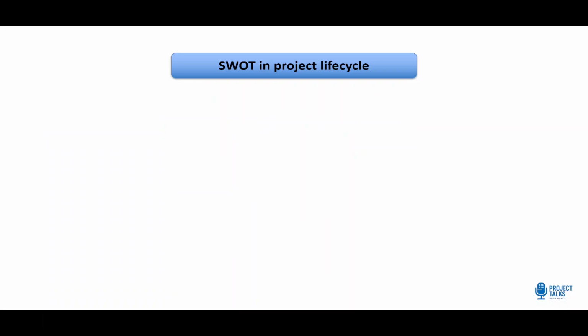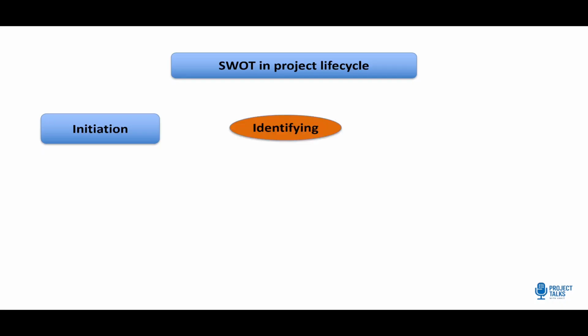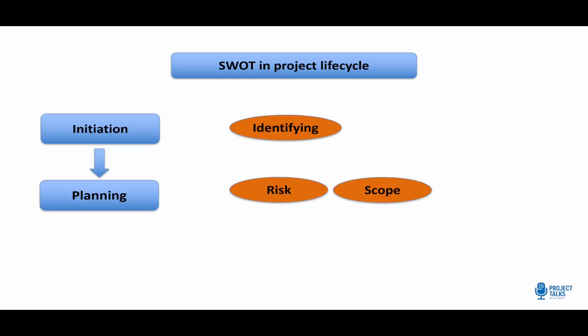Now, how do we actually use SWOT? Think of it like this. At the start, during initiation, we identify, right? We jot down obvious strengths, weaknesses, opportunities, and threats. Now, when we go to the planning stage, we connect them to risk, scope, and resources.